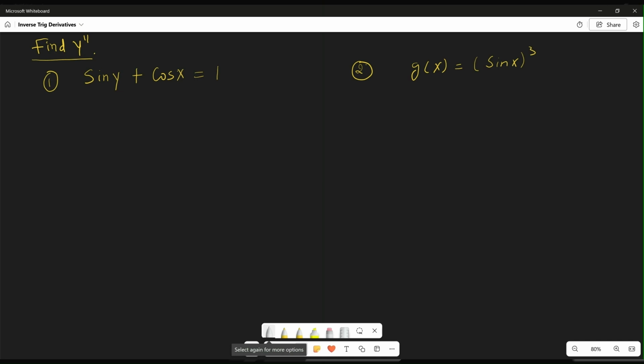Okay, let's find the double derivative of these trig functions or equations now. Look at number one here. We're seeing an equation, so we know implicit differentiation is being applied here, making sure you remember that y is a function of x. So let's just get straight to the point.